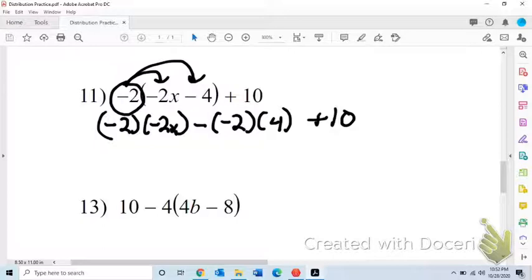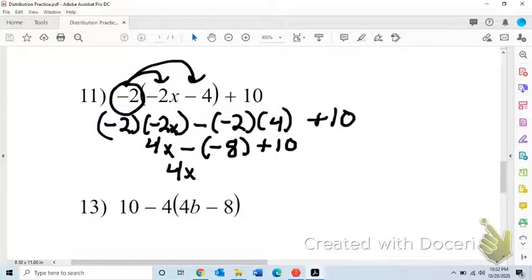So negative 2 times negative 2x. Remember, when we multiply a negative and a negative, we get a positive. So that becomes 4x minus, and then we have negative 2 times 4 is negative 8, plus 10. So that becomes 4x again when we have two negatives. That becomes a positive. So now we have 4x plus 8 plus 10. Now when we combine like terms, what that means is that we can group together like terms. So that becomes 4x plus 18.